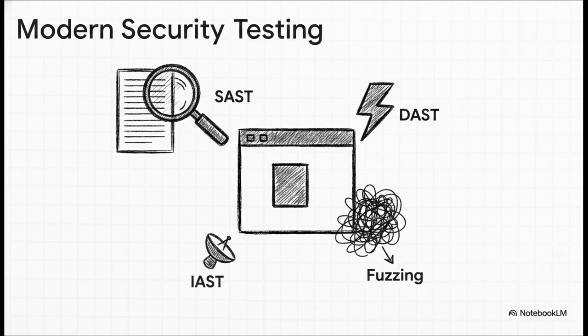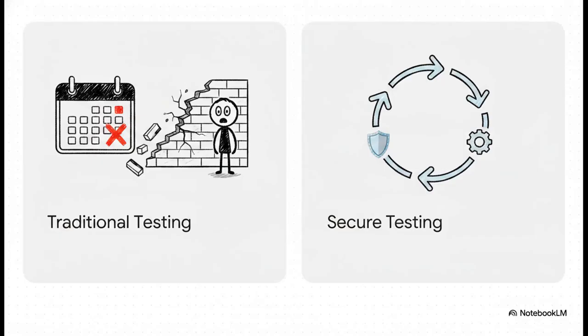IAST works from the inside out during your normal functional testing. And then there's fuzzing, where you deliberately throw a bunch of malformed garbage inputs at the system just to see if you can make it crash. So armed with those tools, watch how the testing phase shifts.